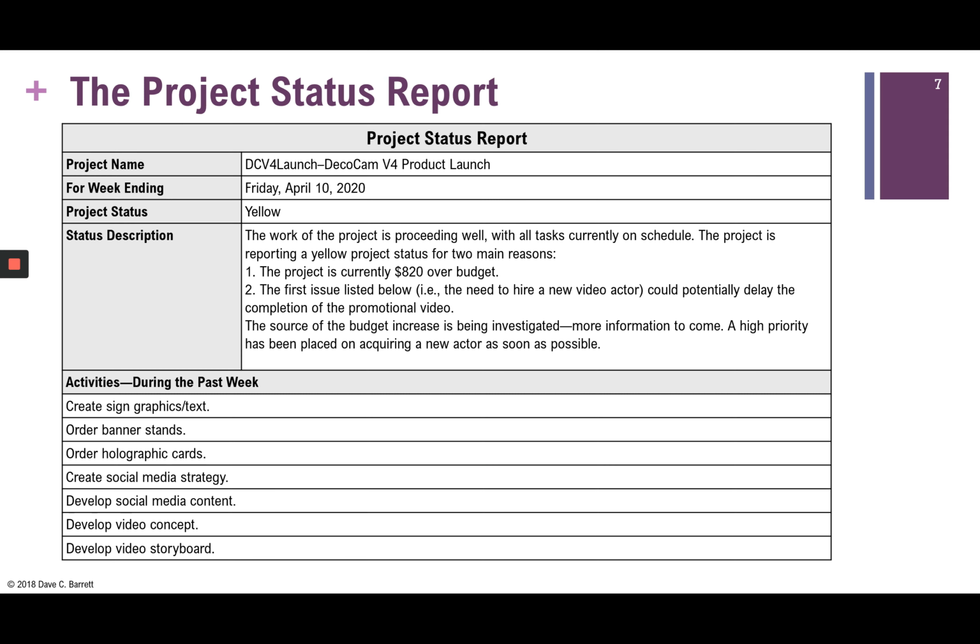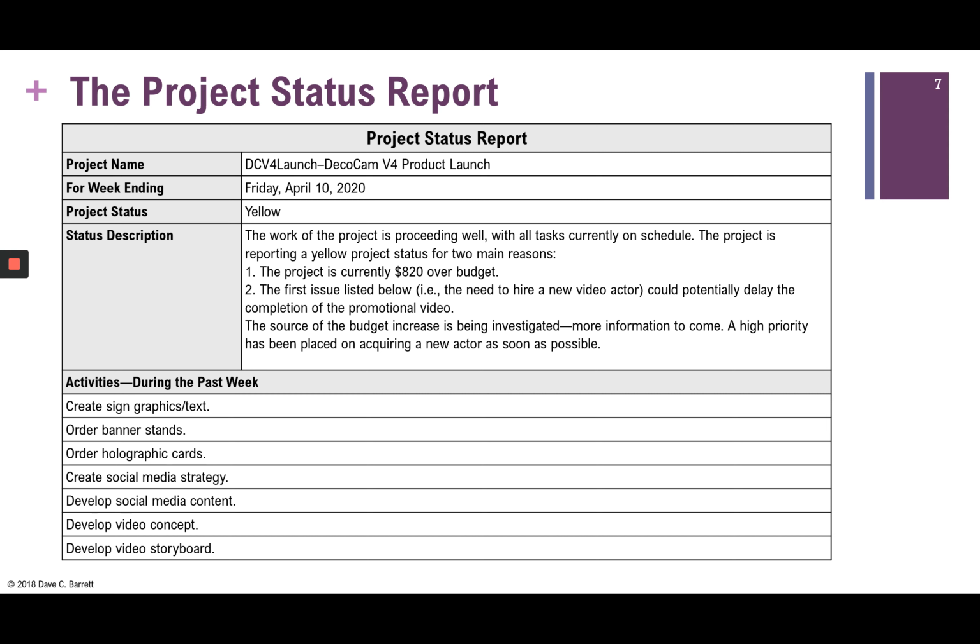Okay, so this is the project status report that was produced as part of the textbook case study. You can see the format. It lists the project name, the week ending, so the date of the report, and the project status, which in this case is yellow, and we can see a description indicating to the reader why this project status is yellow.